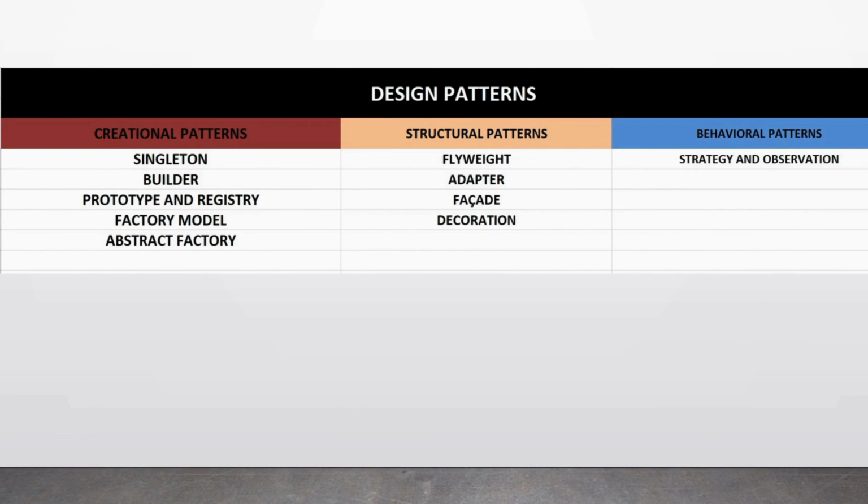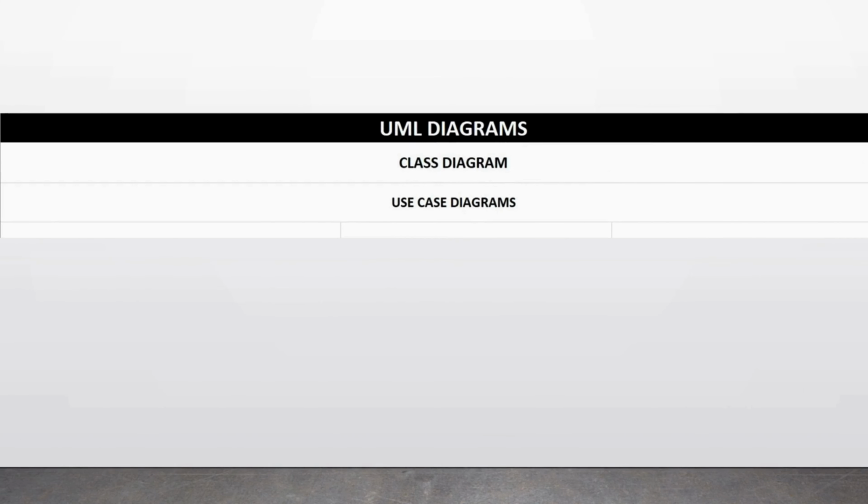In these design patterns, we have 3 types: creational patterns, structural patterns, and behavioral patterns. In creational patterns, we are going to learn about singleton, builder, prototype and registry, and factory method, and abstract factory. In structural patterns, we are going to learn flyweight and adapter and facade and decorator pattern. In behavioral patterns, strategy and observer pattern. The next module is unified modeling language diagrams. In this, we are going to learn class diagrams and use case diagrams.